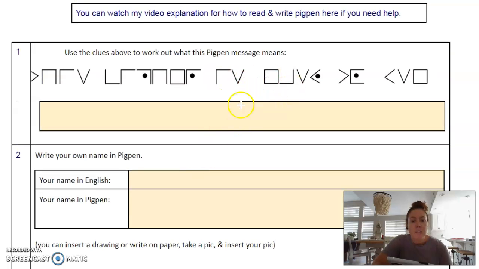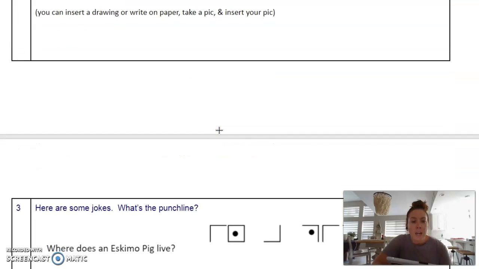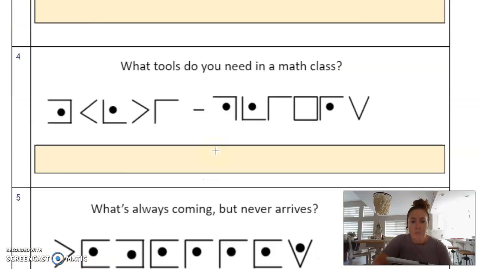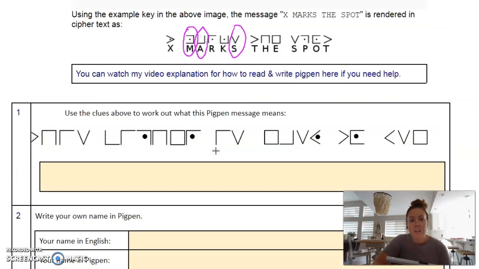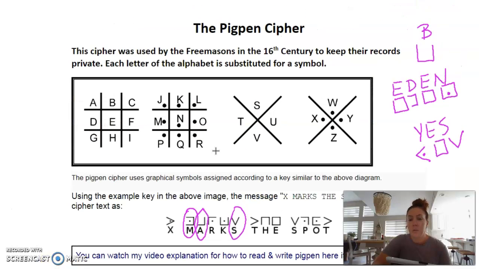We've got a message here for number one, your name, and then I've got three jokes that I just want you to decipher. Okay, so this is just another code for you to read and to write in.